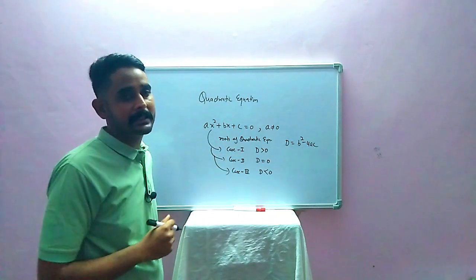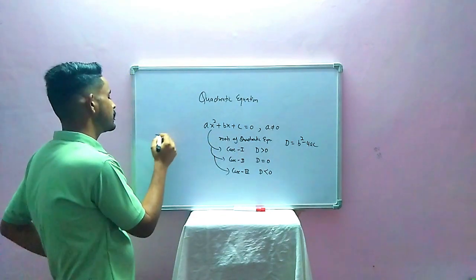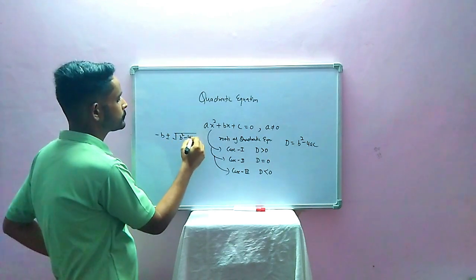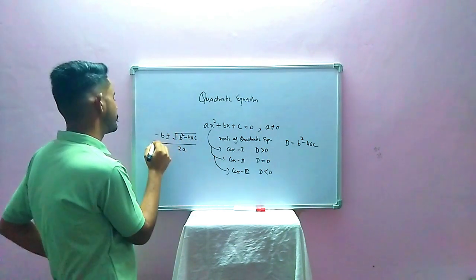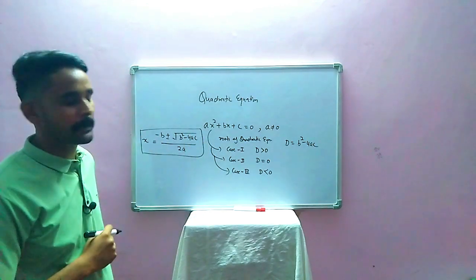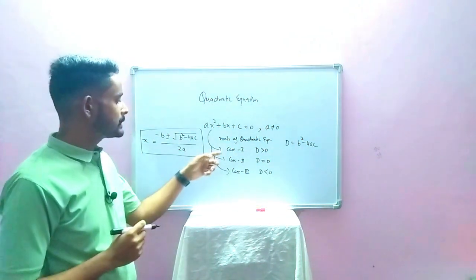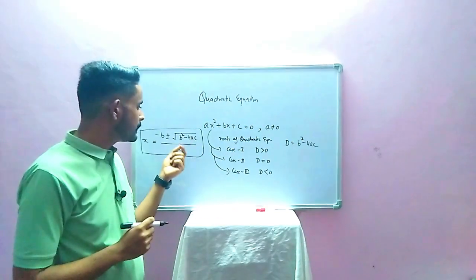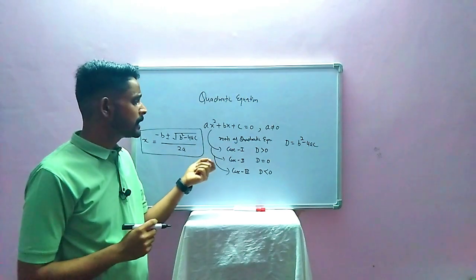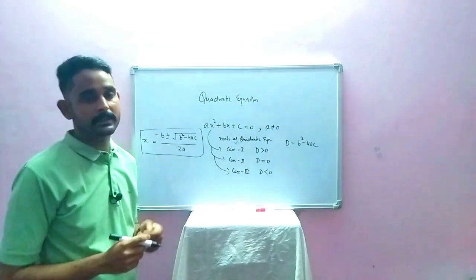Now these three cases come when we solve for the roots of this quadratic equation by the formula minus b plus minus under root b square minus 4ac upon 2a. This is the formula to solve the quadratic equation and find the value of x, that is your variable. And these three cases arise. First case, when d, this b square minus 4ac, is greater than 0. Second case, b square minus 4ac is equal to 0. And third case, when b square minus 4ac is less than 0.